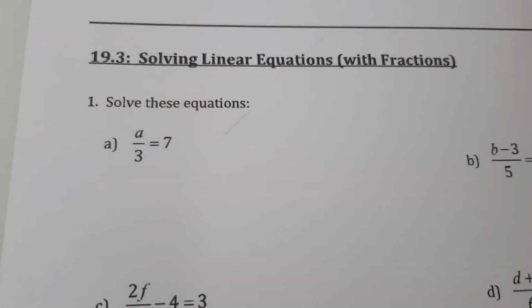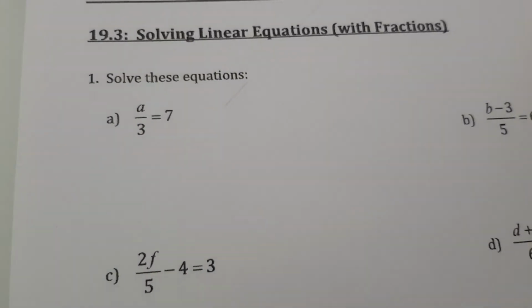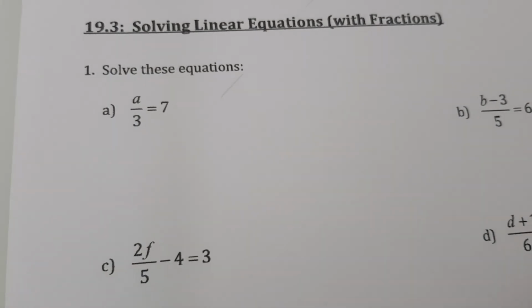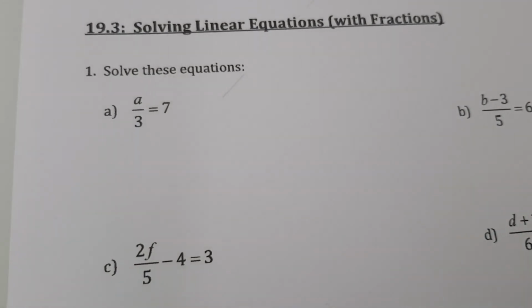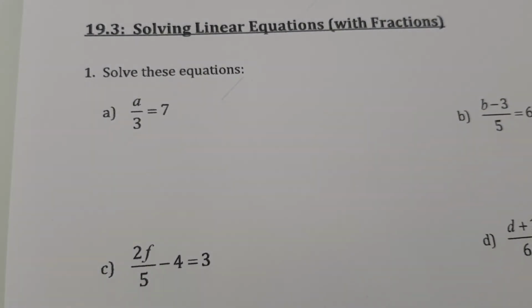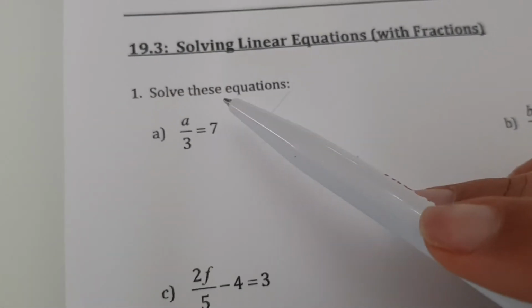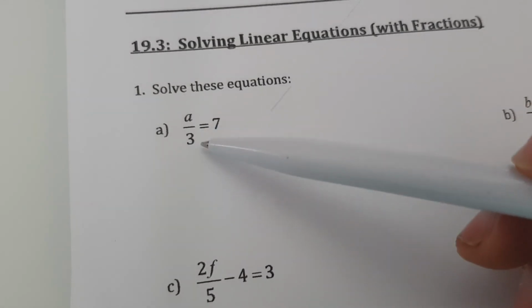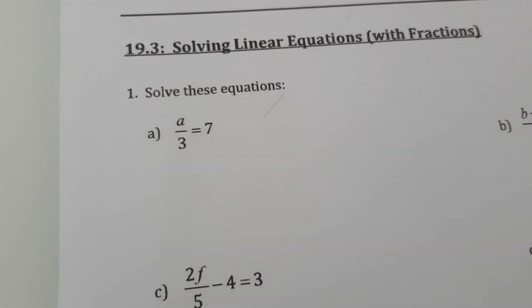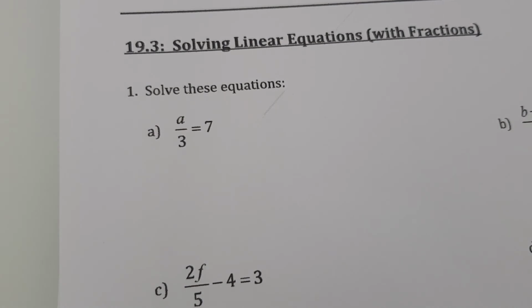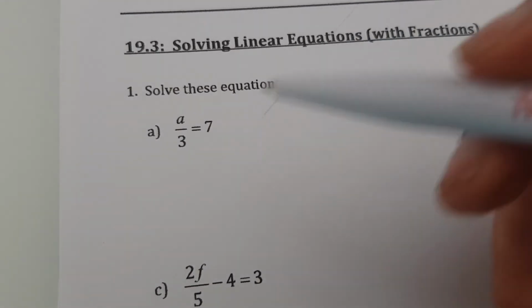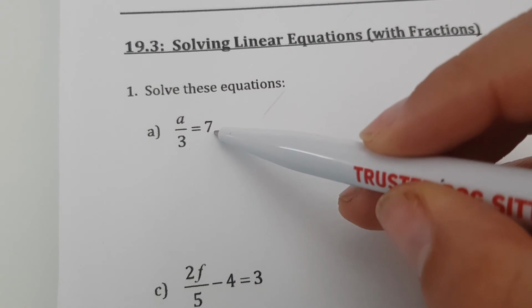Let's start off with solving linear equations with fractions, but I'm going to start off just with the easy ones. So next lesson we'll continue these. The first one, I have a number, when I divide it by 3 I will get 7. So think of a number that when divided by 3 the answer is 7. What number is it? It is 21. Right, because the opposite of division is multiplication. 21 divided by 3 will give us 7.